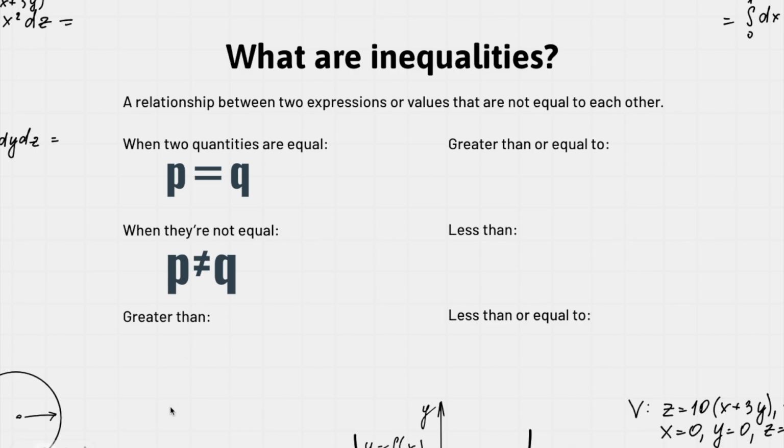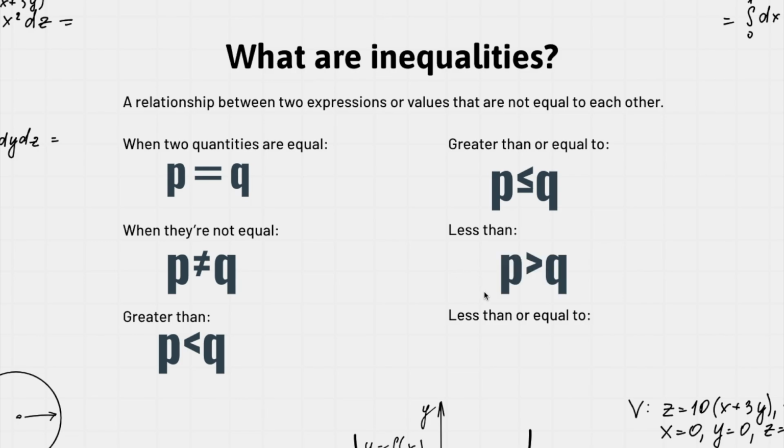Now when it's greater than, let's say Q is greater than P, then it's the crocodile, as we said in primary, showing Q is greater than P. When it's greater than or equal to, we have the same as greater than but with a line on the bottom. Then when it's less than, so Q is less than P, it's the same but backwards. And less than or equal to is pretty much the same, just with a line in the bottom.